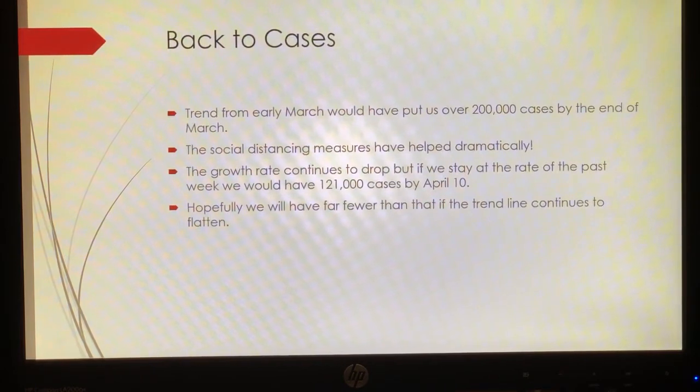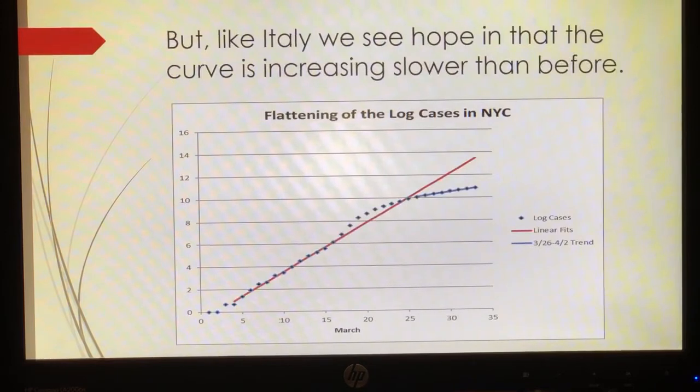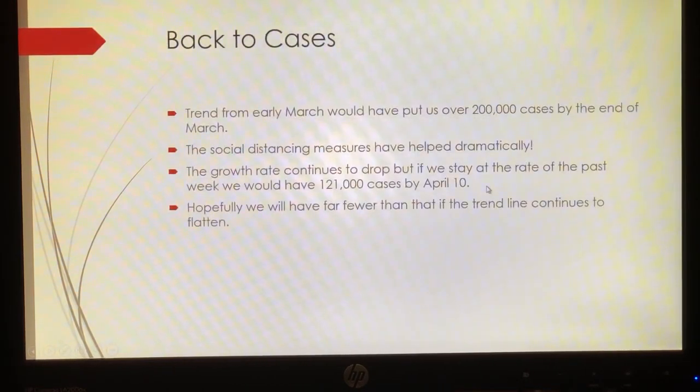So these social distancing measures have really helped. So the growth rate continues to drop, but if we take a worst case scenario from this point moving forward over the next week or so, if we stay on the trend of this blue line, we would expect by April 10th to have about 121,000 cases. So we would expect the cases to go up by a little bit under two and a half times between now and April 10th, about a week from now.